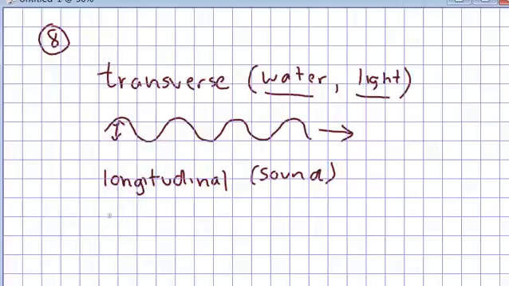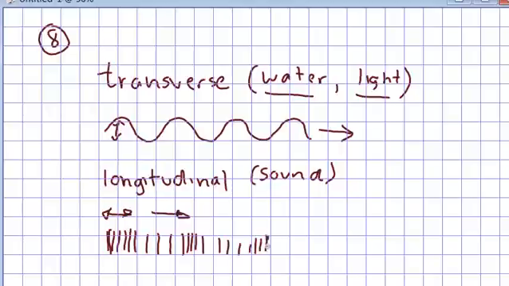Longitudinal waves, on the other hand, the vibration is back and forth, left and right, and the direction of travel is left and right. Longitudinal waves have areas of compression where everything's all kind of bunched together, and then areas where things are expanded and then compressed again and then expanded. And we see this in the case of sound waves. The gap between a compressed region and the next compressed region is the wavelength.